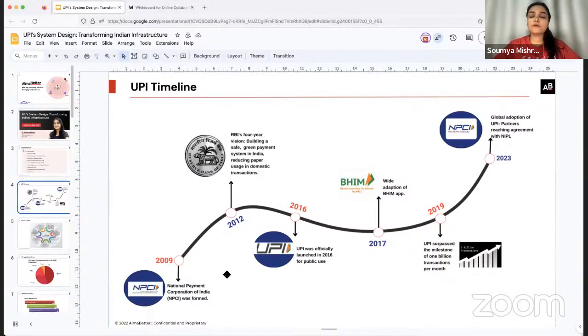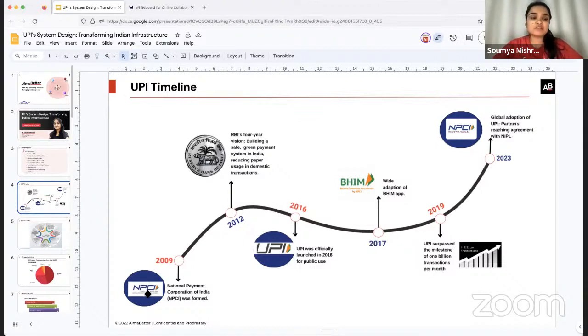Okay. So in 2009, NPCI was formed. Have you heard of NPCI? Have you read about it, or seen this term anywhere? Anybody? Where did you see it? Where did you see NPCI? National Payment Corporation of India.